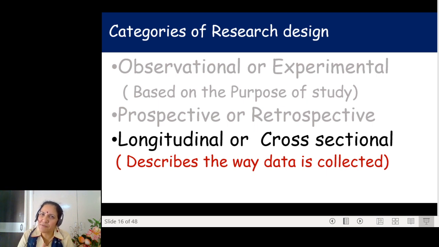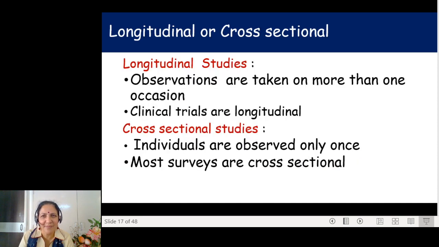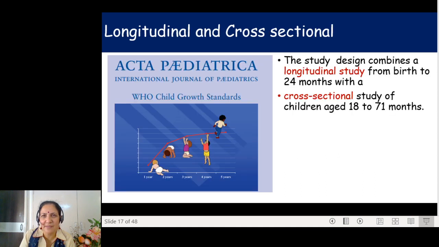Now, another way of categorizing the research studies are longitudinal or cross-sectional. Again, it describes the way the data is collected. In longitudinal studies, observations are taken on more than one occasion. Clinical trials are usually longitudinal, whereas in cross-sectional studies, the individuals are observed only once. Most surveys are cross-sectional studies.